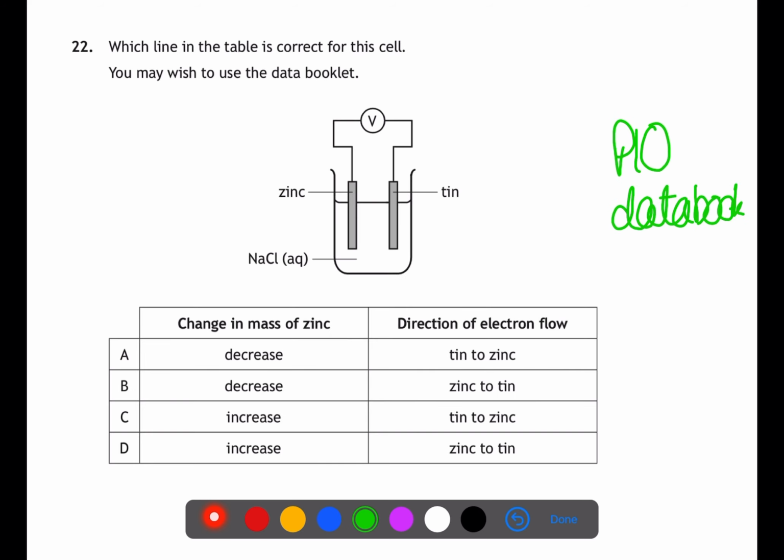For question 22, you'll also want to use page 10 of your databook. Here we're looking at electrochemical cells. In electrochemical cells, electrons will travel from the most reactive to least reactive metal, in this case from zinc to tin, so we can eliminate both A and C. When we do this, the zinc electrode will lose mass. This is because it will lose 2 electrons to form zinc ions. These zinc ions will then dissolve into solution. Therefore, the mass of the electrode will decrease.